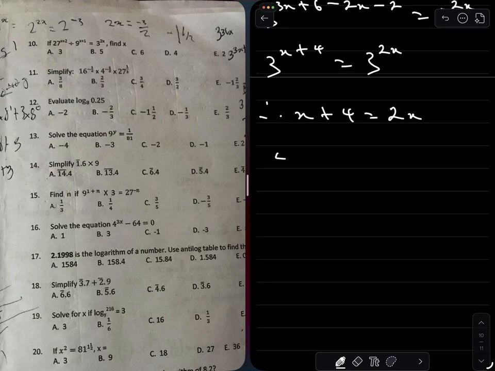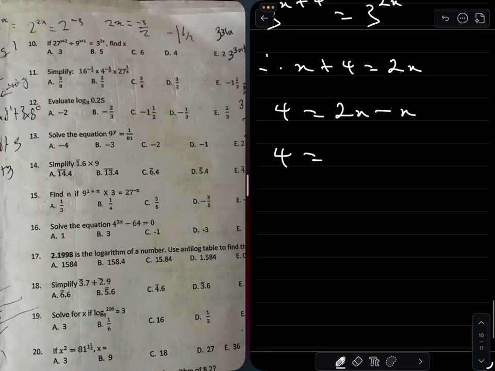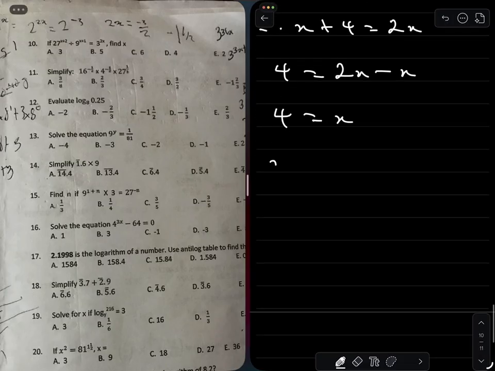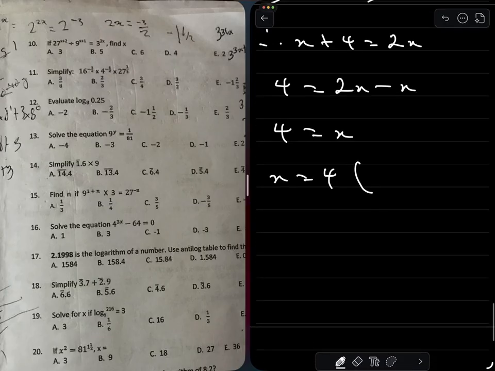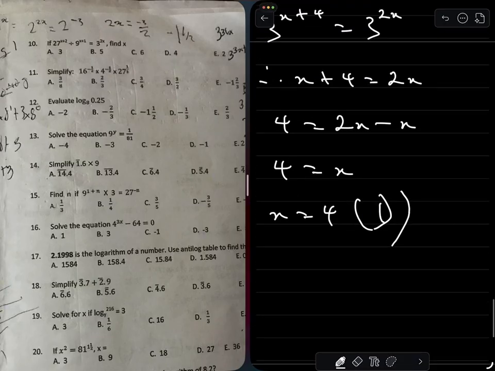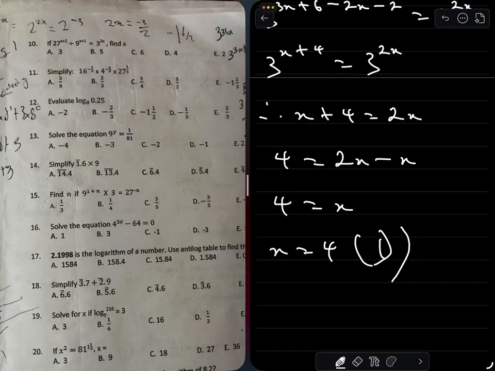So 4 equals, take x to the right hand side and it becomes minus x, 2x minus x. Which means 4 equals x, and that's the same as x equals 4. What's the option that matches that? We are doing number 10. The option that matches it is D. Is that clear? Yes. Alright, and that's it.